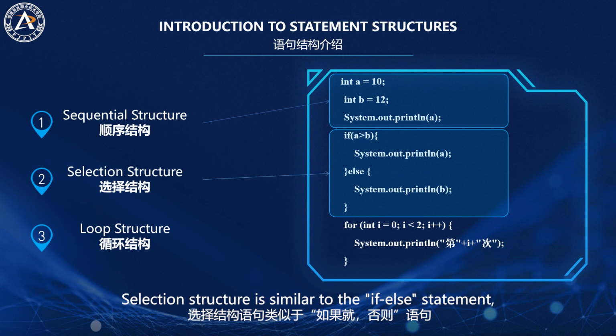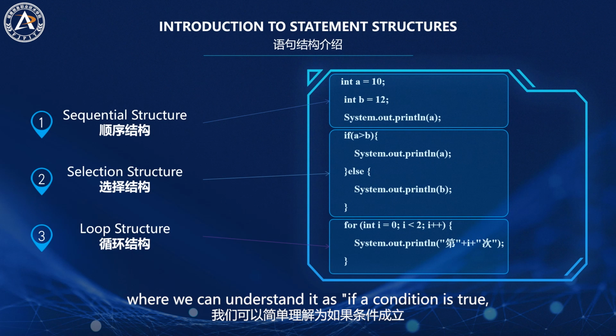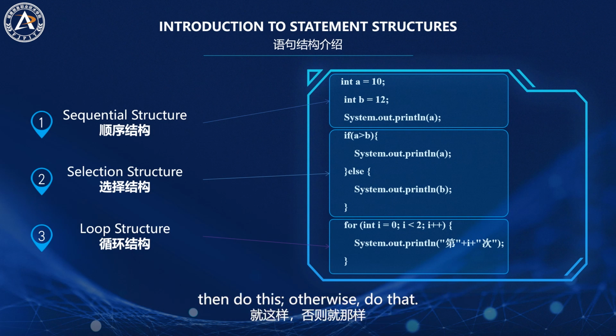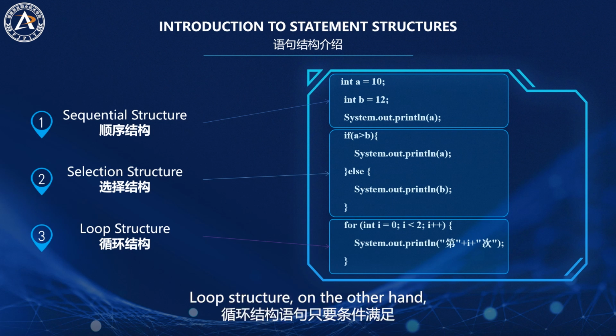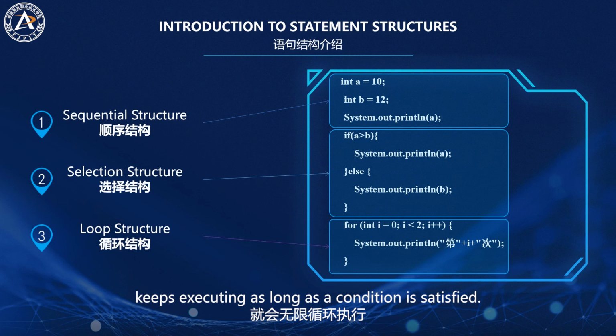Selection structure is similar to the if-else statement, where we can understand it as, if a condition is true, then do this. Otherwise, do that. Loop structure, on the other hand, keeps executing as long as a condition is satisfied.